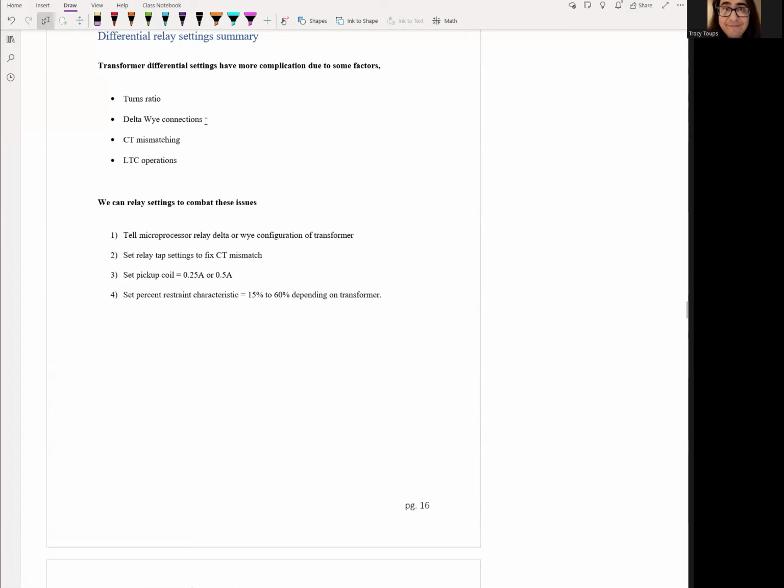The digital relay can fix delta to Y connections, and the turns ratio is always fixed by choosing different CTs on the high side and low side of the transformer. So when you're in front of the computer, you need to program your settings. Just remember the microprocessor, delta to Y configuration of transformer. Make sure you have your tap settings in your relay correct to fix the CT mismatch. Standard pickup coil for your differential settings will be about 0.25 amps to 0.5 amps. You want this pretty sensitive. Percent restraint is typically 15% on the low end, up to 60%, really depending on the transformer and what you need to protect.